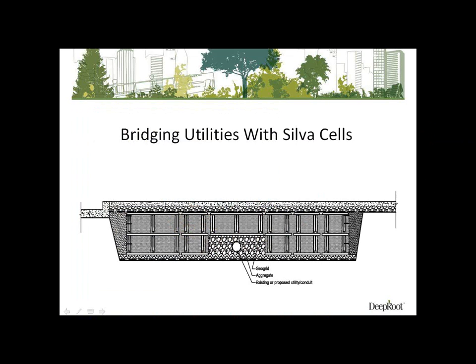Okay. The next technique follows up on the aggregate gap detail. What we call it is bridging utilities with Silva Cells, and this works especially well for concrete ducts. If you have electrical duct or telephone duct, it can also work with your larger diameter, like a PVC storm drain or sanitary, things of that nature, where we build the bottom layer of Silva Cells just like we normally would, then run geogrid up the first frame on both sides.